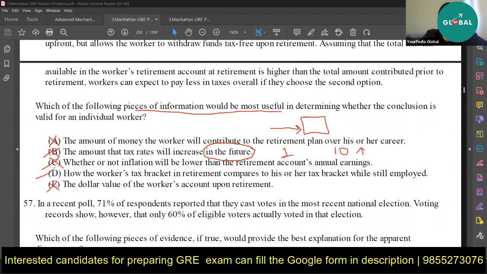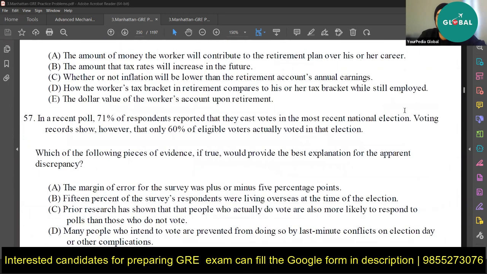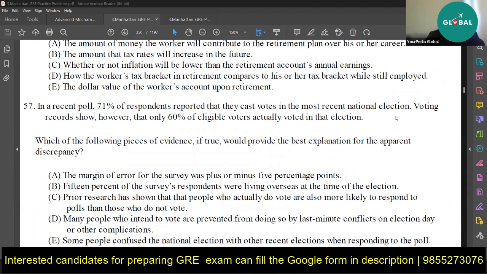And this is the correct one. This is what I was asking. Tax bracket means how much percentage of tax he's paying when he's employed, and how much tax he's paying when he's retired. So this information we need. Is it making sense to you? Yes, sir. Okay, so you need to practice this one. After a while, you will get an idea of how to tackle these types of questions.